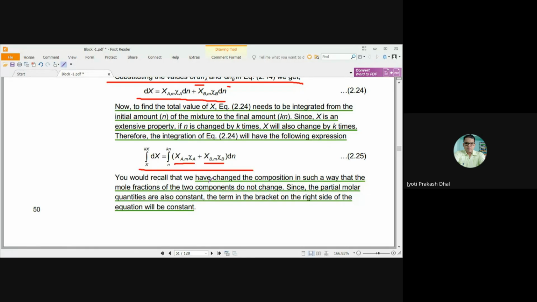And again you should remember that we have changed the composition in such a way that the mole fractions of the two components do not change. That means we have changed the amounts of A and B simultaneously, so that the mole fraction of A, that is Chi A, will not change, and also the mole fraction of B, that is Chi B, will not change.